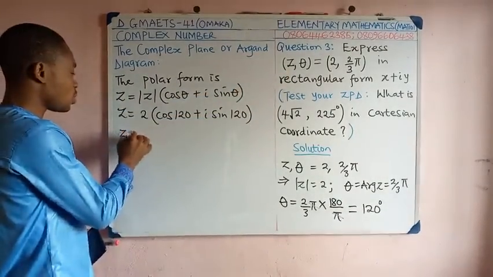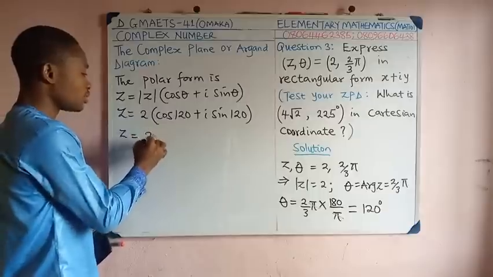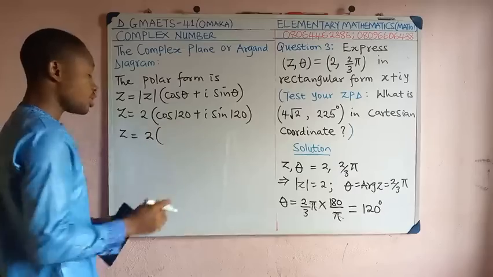Alright, let's proceed and see what this is going to give to us. Then this is 2 times cos 120 is going to give us what?